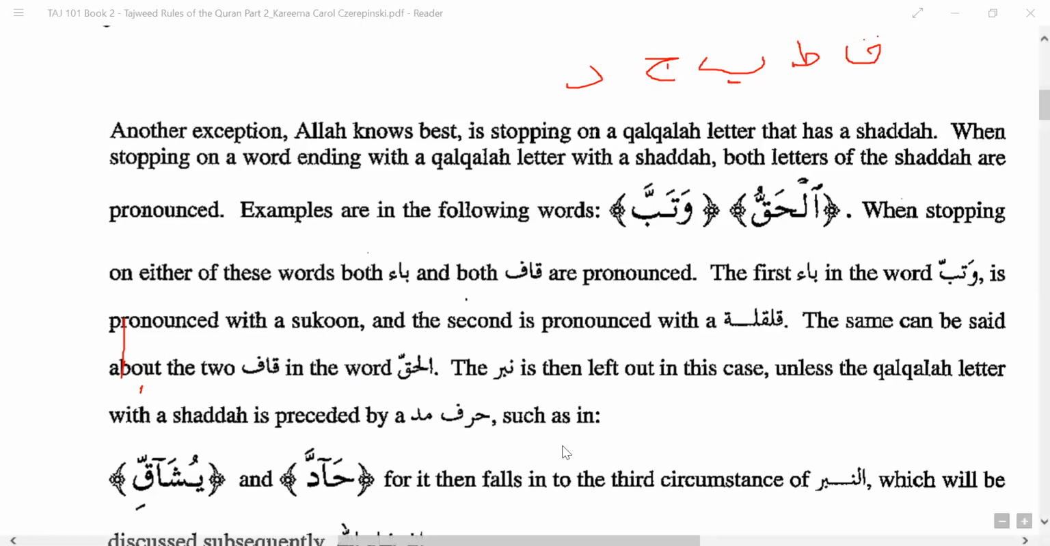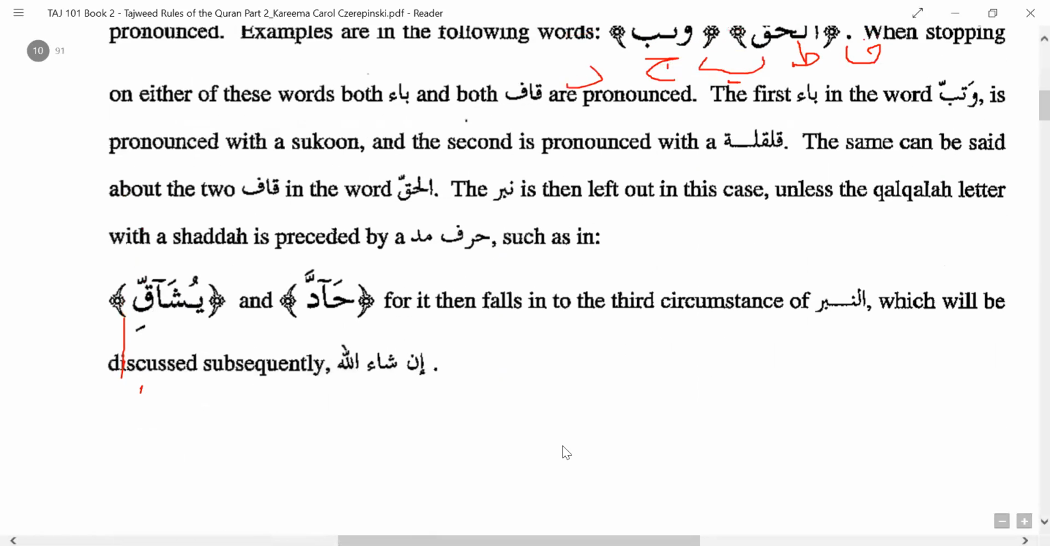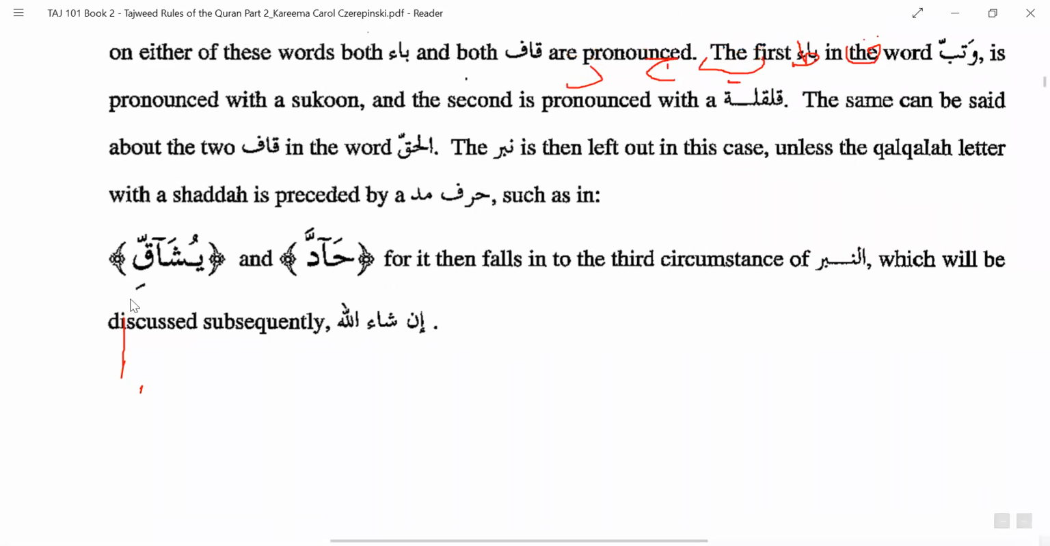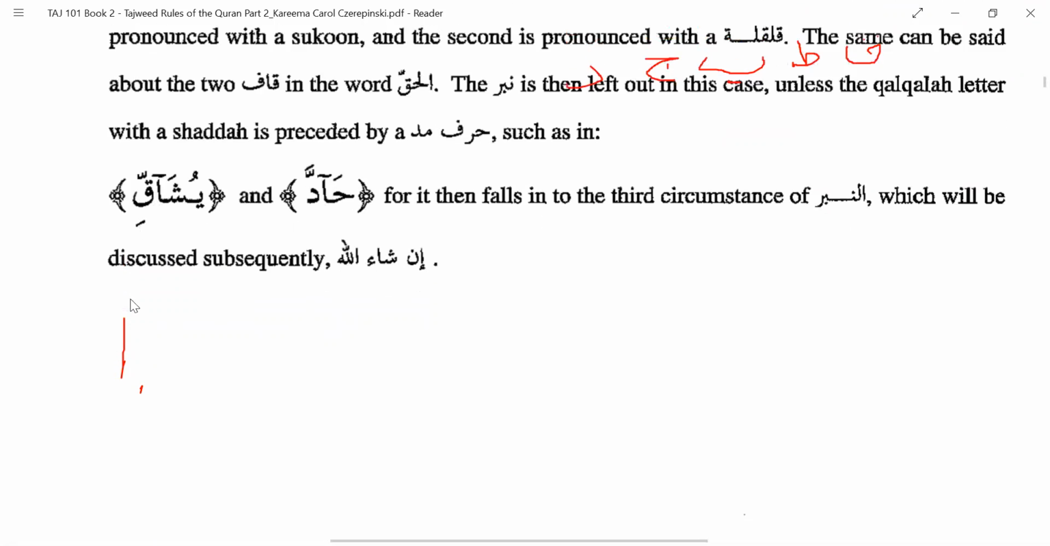Now there is an exception again here, is if the qalqala letter is preceded by a harf mad, like over here you have qalqala letter qaf, but before that you have a mad. So here what will happen is this ruling falls into the third category of nabr. Nabr, as we saw, we have 5 cases. We are on the first one now. So when a qalqala letter before that you have a mad, it comes under the third case of nabr. So that time you will do nabr, which will be covered when we reach that third category.